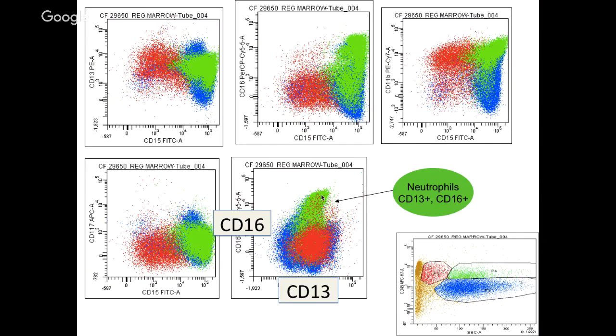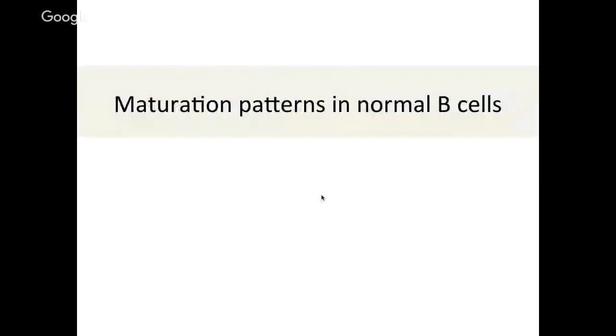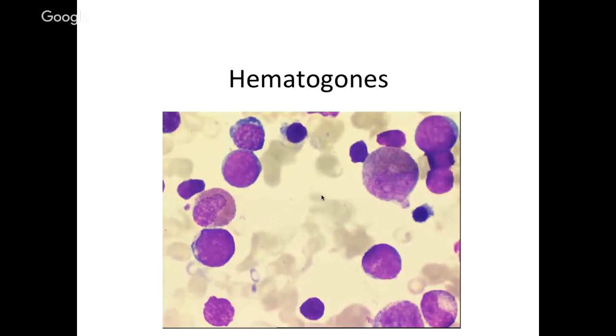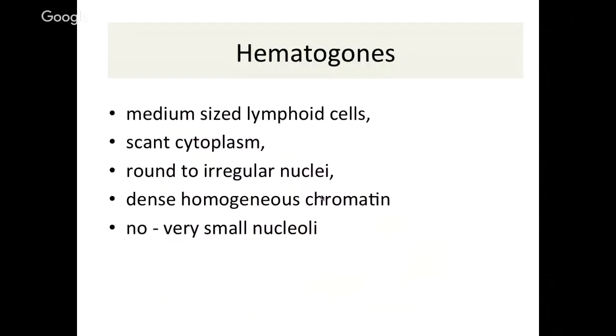Now the next is just to share with you maturation patterns in a normal B cell. There's something called hematogones. I'm sure most of you know about this. The hematogones are immature B cells which are in the marrow. The morphology may resemble blasts. A few of them look like blasts. And if you do CD34, TdT, CD10, they might express CD34, TdT, and even CD10. They have scanty cytoplasm, generally do not have nucleoli.